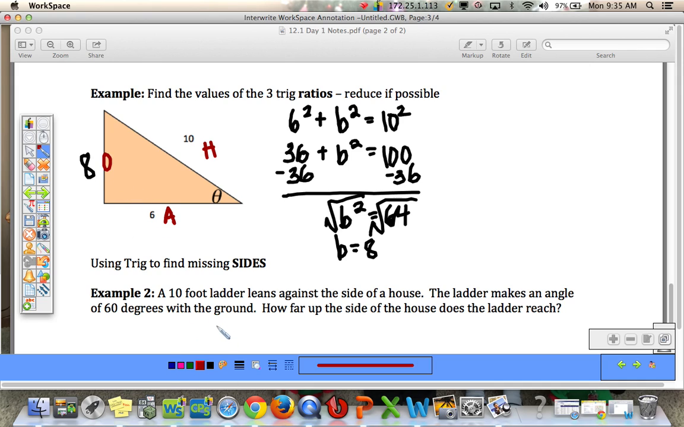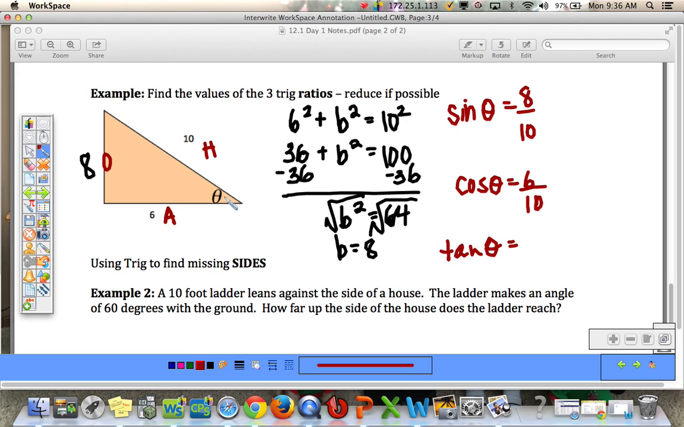All right, the three trig functions, SOHCAHTOA. Let's do sine first. The sine of our angle equals the opposite side, which is 8, over the hypotenuse, which is 10. Cosine of theta is adjacent, which is 6, over the hypotenuse, which is 10. And tangent of theta is opposite, which is 8, over adjacent, which is 6. And we can actually reduce these. 8 over 10 is the same as 4 over 5. 6 over 10 is the same as 3 over 5. We divide each by 2. And 8 over 6 is the same as 4 over 3.